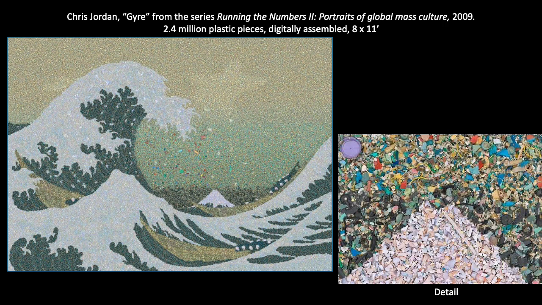So this particular work by the artist Chris Jordan is from a series titled Running the Numbers 2, Portraits of Global Mass Culture. This is a series he did in 2009, and this particular work is titled Gyre. And so it might look a little bit familiar to you because he's using Hokusai's Great Wave off the shore at Kanagawa to sort of highlight the idea of consumer waste.